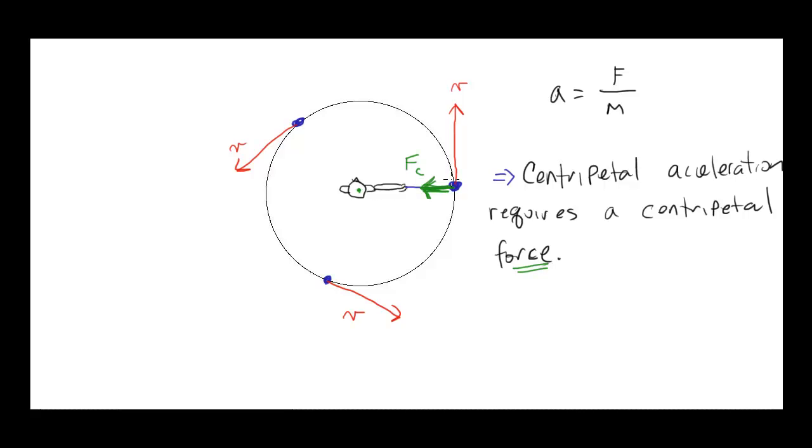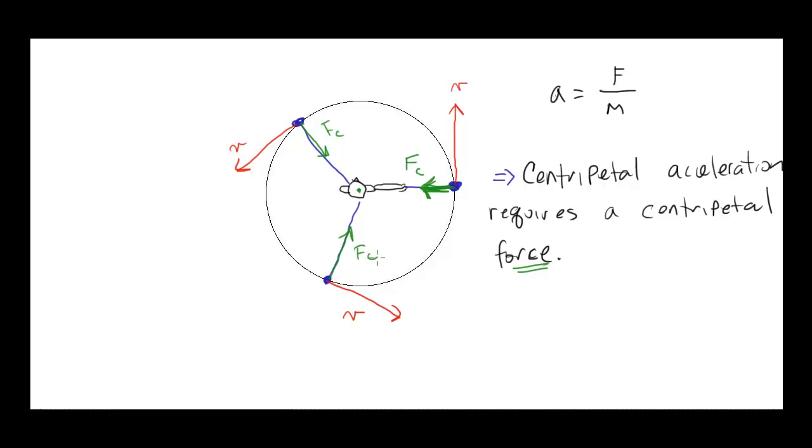And the centripetal force is indeed directed radially inward, which again makes perfect sense because that's the direction at any given point in time. If I were to draw the rope at any given point in time, the rope is going to be directed radially inward towards the center. And so the centripetal force at any given point in time is going to be directed radially inward as well.